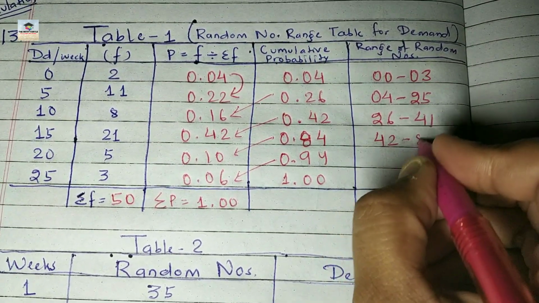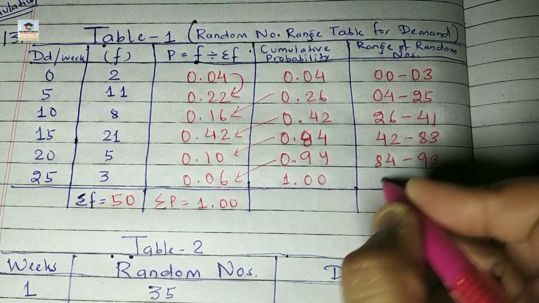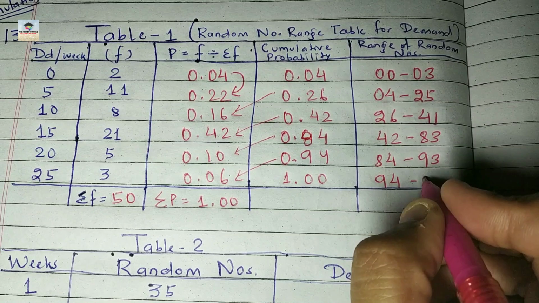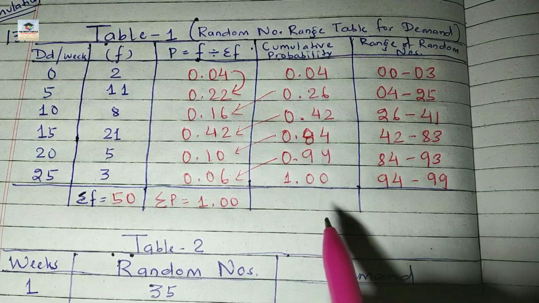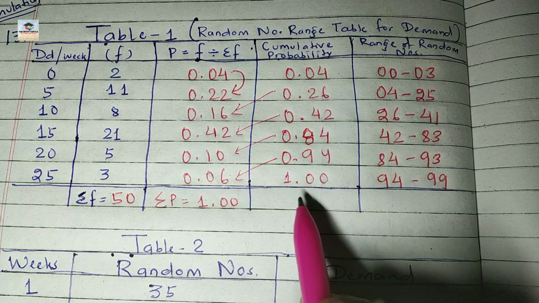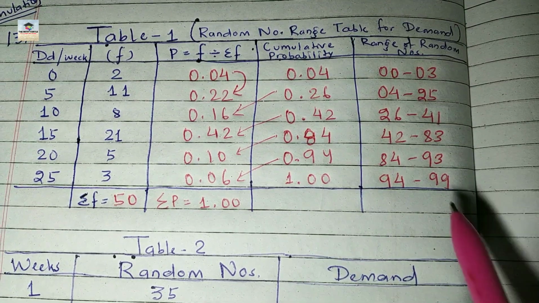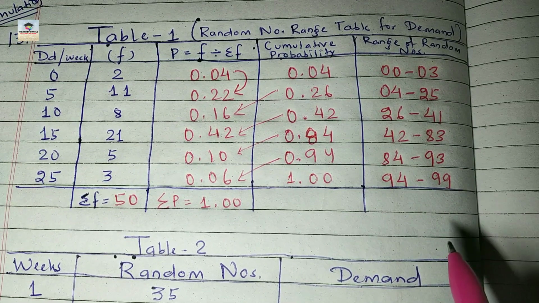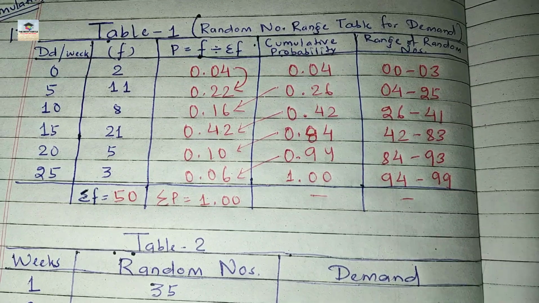42 to 83, 84 to 93, then you got your 94 to 99, right? 100 नहीं होगा यहाँ पे. Here also it is like 1, so 1 का मतलब एक कम आप करोगे, so it will be 99, right? Now you got your table number 1.